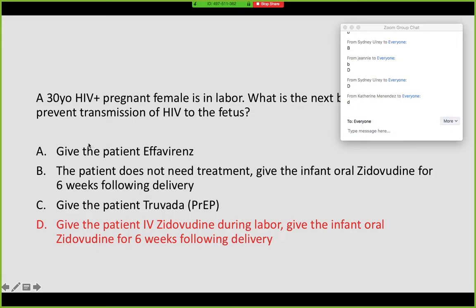Why would you not give a pregnant female efavirenz? Right, it's teratogenic.